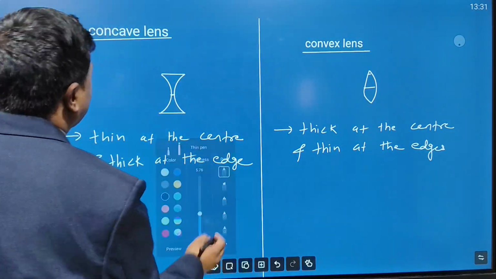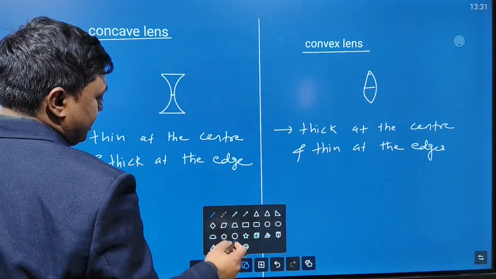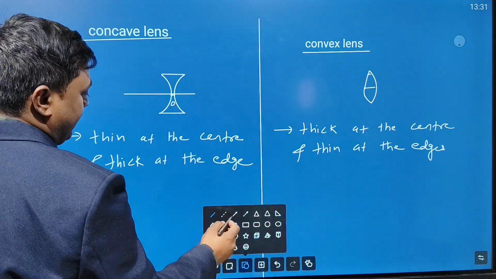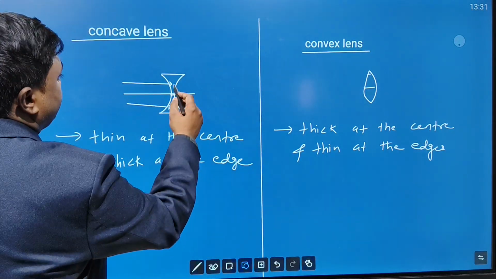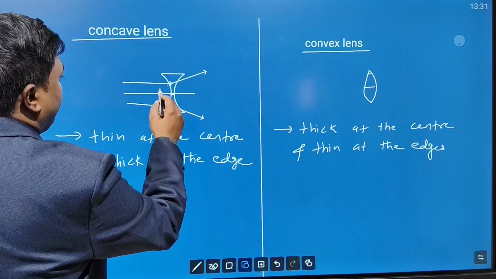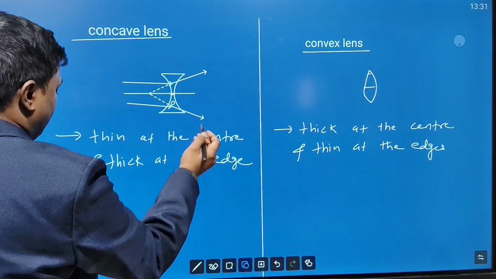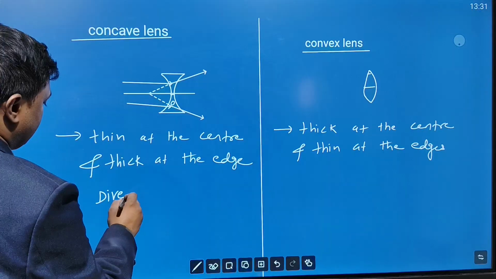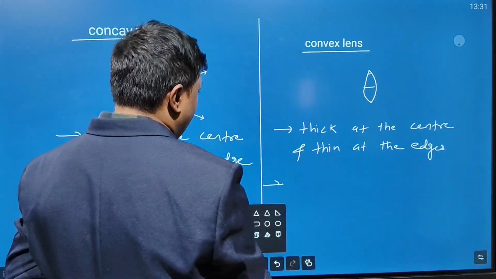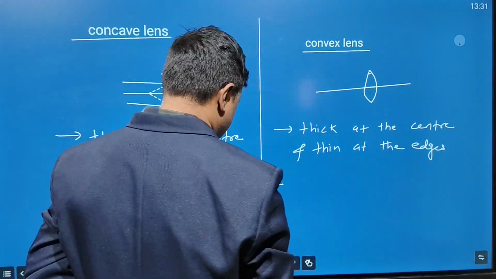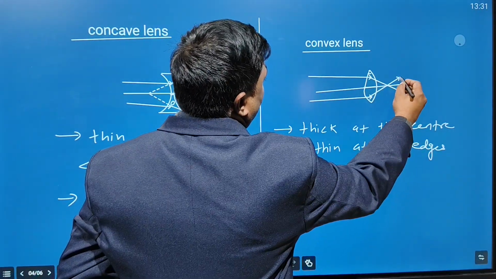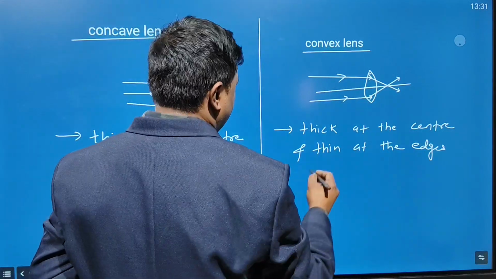Is it clear? A concave lens is also called a diverging lens. Why? See, what will happen? This is the optical center. If a ray of light is parallel to the principal axis, it will refract and diverge. Here it will appear to meet through one point. That point is the focus. So it is called a diverging lens. Whereas when we talk about a convex lens, if a ray of light is parallel to the principal axis, it will converge to one point. That's why it is called a converging lens.